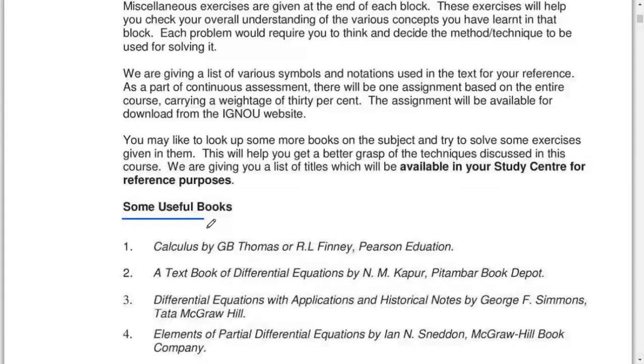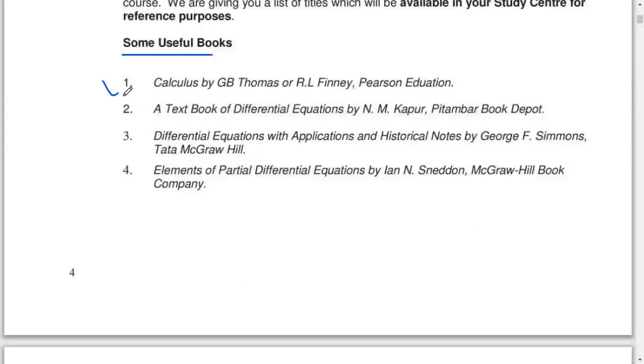Some useful books: One, Calculus by G.B. Thomas or R.L. Finney, Pearson Education. Two, A Textbook of Differential Equations by N.M. Kapoor, Pitambar Book Depot. Three, Through Differential Equations to the Application, Historical Notes by George F. Simmons, Tata McGraw-Hill. Four, Elements of Partial Differential Equations by Ian Sneddon, McGraw-Hill Book Company.